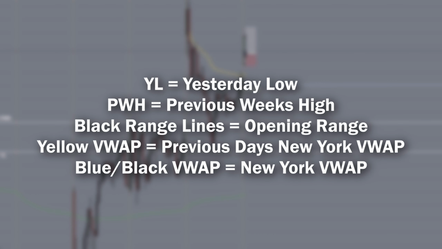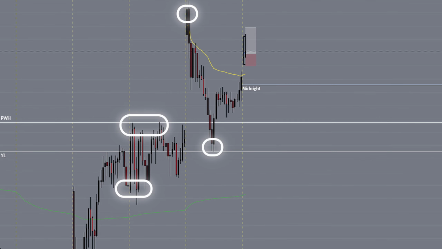The levels that you see on my chart are key levels that I like to use, which are yesterday's high, previous week's high, and yesterday's low, along with the 15-minute opening range, New York VWAP, and previous day's New York VWAP. With these higher highs and higher lows on the higher time frame, I was looking for longs today to follow the long-term trend. On the previous day, we set a higher high and then a higher low.